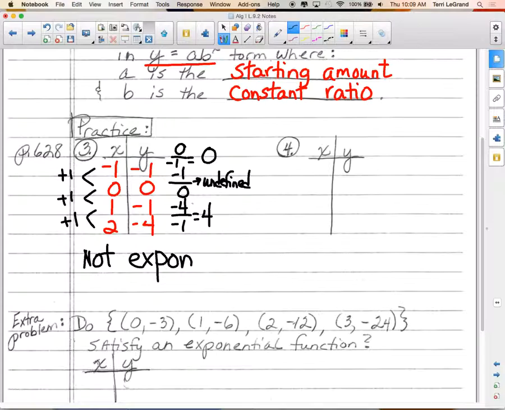So that was the question: do these ordered pairs represent an exponential function? It's not exponential because we could not find a constant ratio, and our work supports it. But I'm going to challenge you: you should be able to tell me what kind of function this might be just by looking at those x and y values. What's a possibility of what it could be?